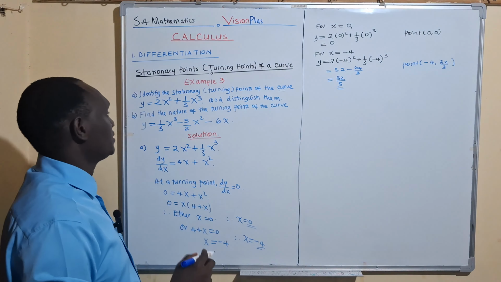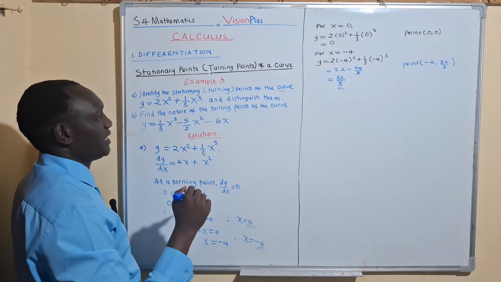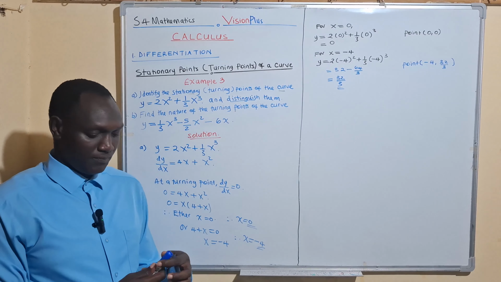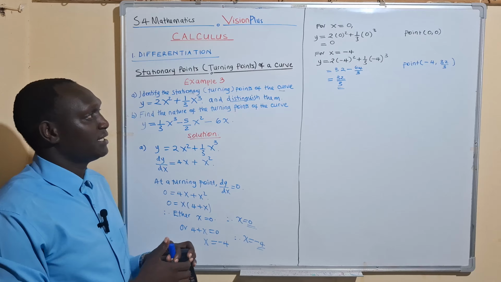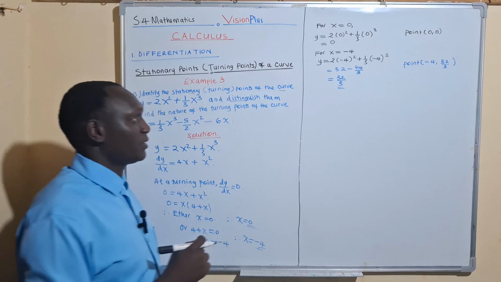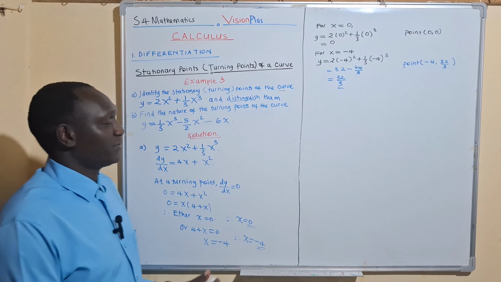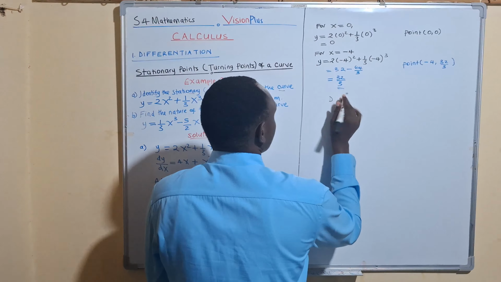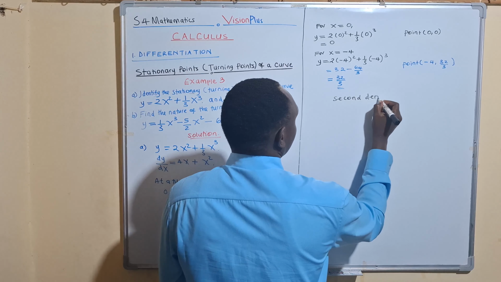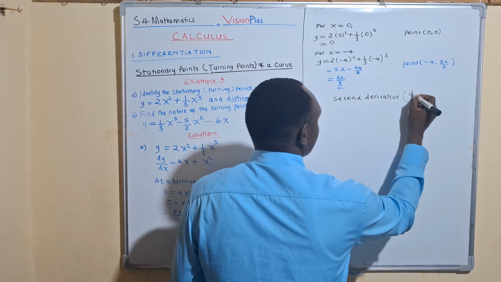But if you come to the question, it says to identify the stationary points, which we have done. But now we need to distinguish them. That implies that we need to tell whether each point is a maximum, minimum, or a point of inflection. For us to distinguish, we use the second derivative. There's another method of testing for slope, but I'm not doing that one.